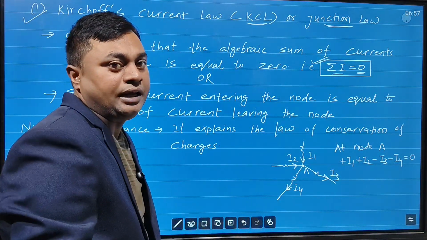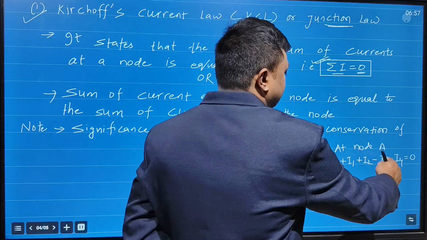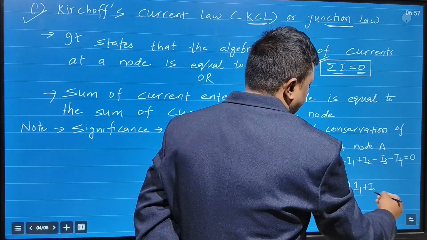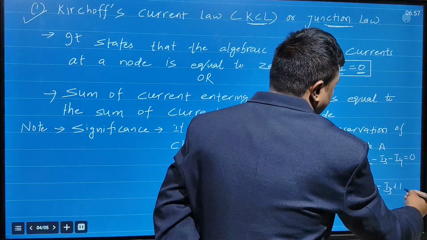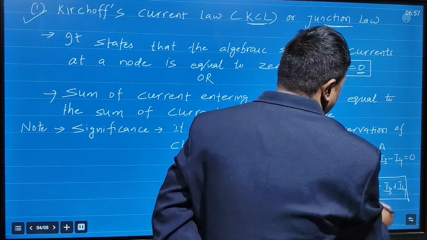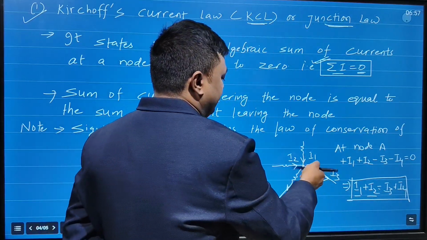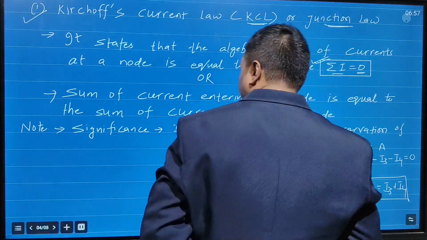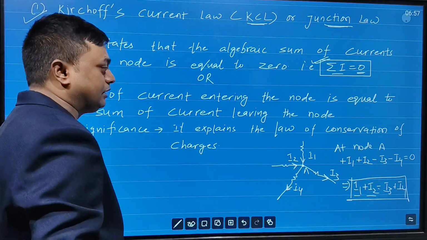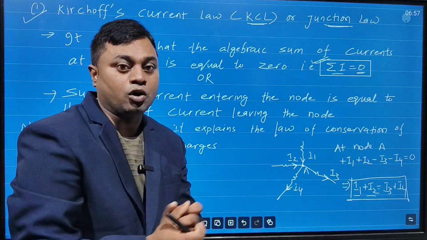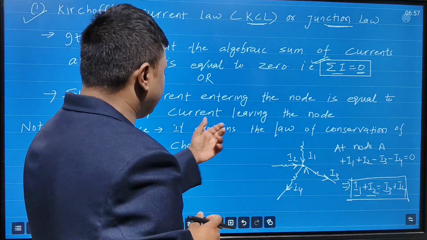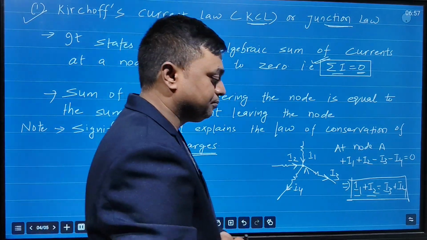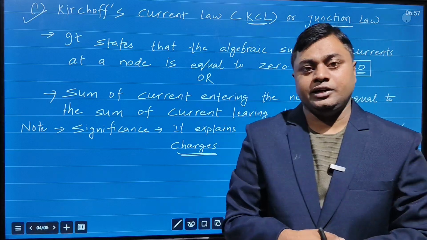This is KCL. If you move minus I3 minus I4 to the other side, what will you get? I1 plus I2 is equal to I3 plus I4. So you can see clearly that I1 and I2 are entering currents and I3 and I4 are leaving currents, so the sum of entering current is equal to the sum of leaving current. For MCQ questions in the exam, they may ask what is the significance of KCL. The significance is that it explains the law of conservation of charge: charges cannot be created nor destroyed.